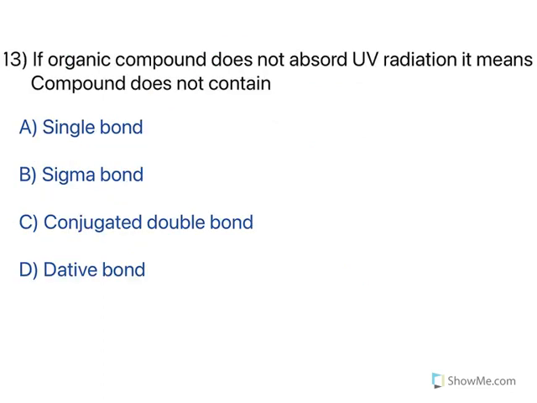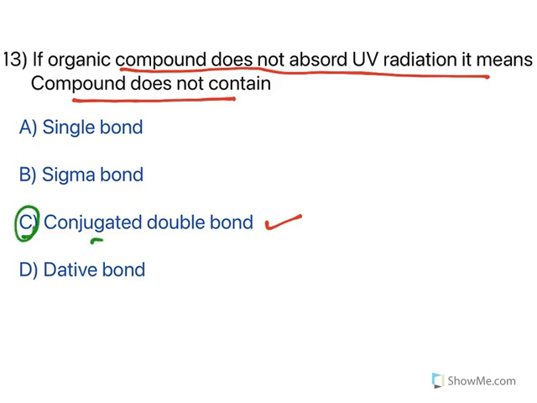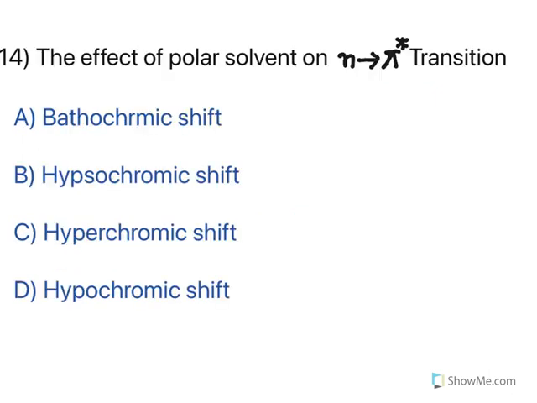Now, if an organic compound does not absorb UV radiation, it means the compound does not contain conjugated double bonds. See, the basic use of UV-visible is to find out conjugated double bonds, alpha beta unsaturated compounds. So this is the basic use. If a compound is not absorbing UV, that indicates it does not contain conjugated double bonds. Now the effect of polar solvent on n to pi star transition, you need to understand this.